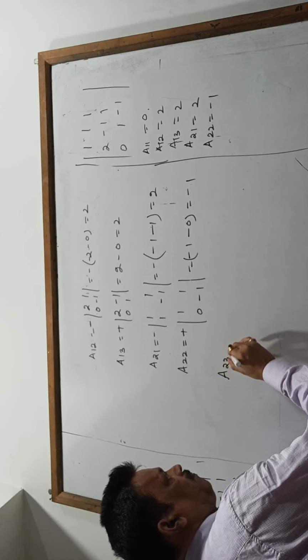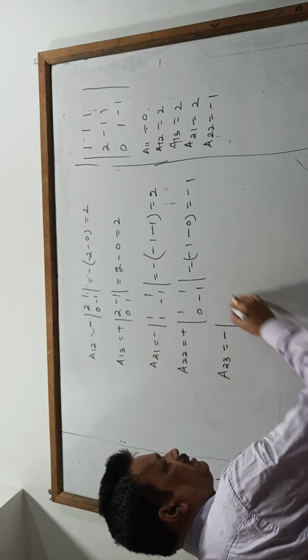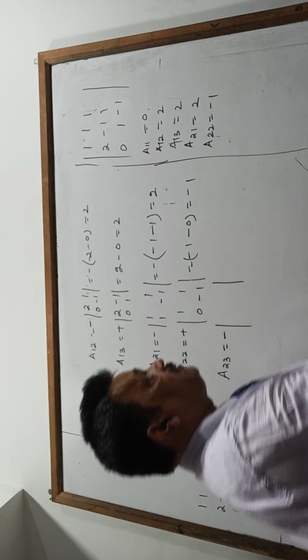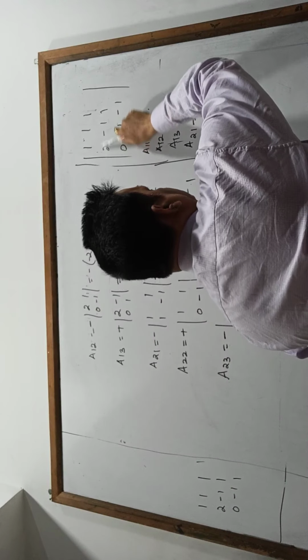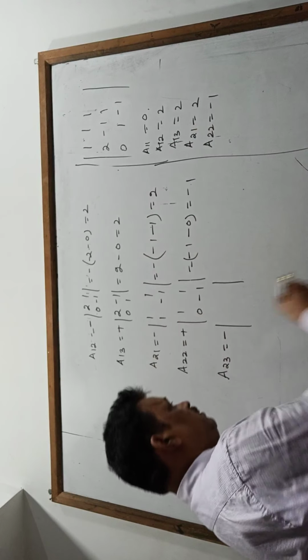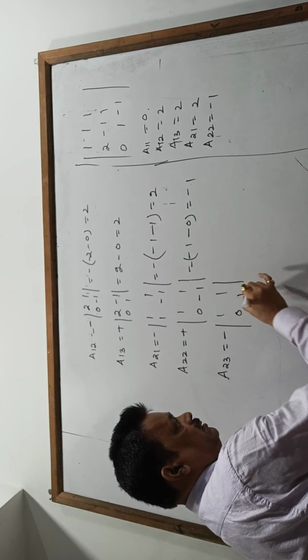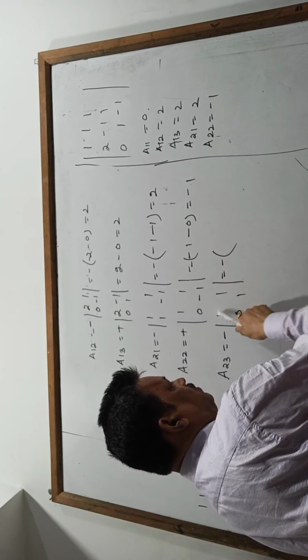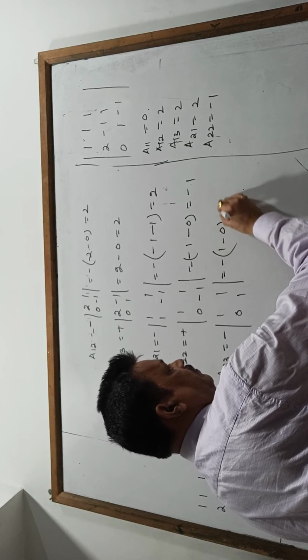Then A23. Negative sign. Which place? A23 is this place. Forget this line, this line. 1, 1, 0, 1. That is minus 1 minus 0, that is minus 1.